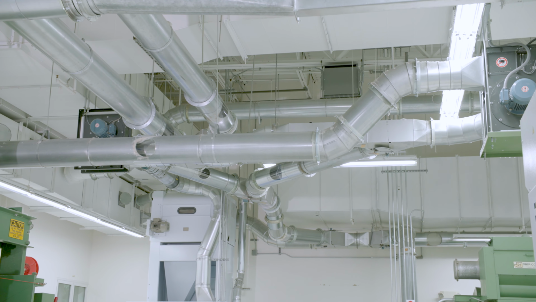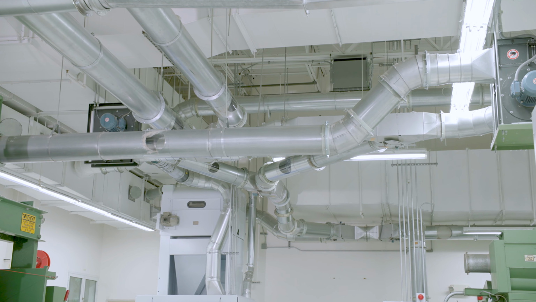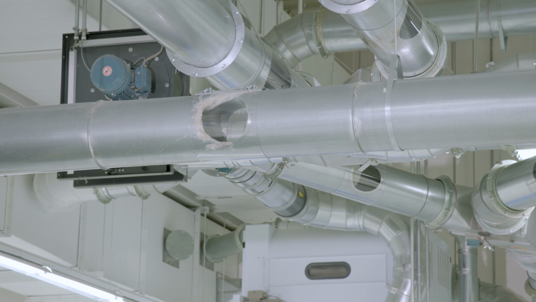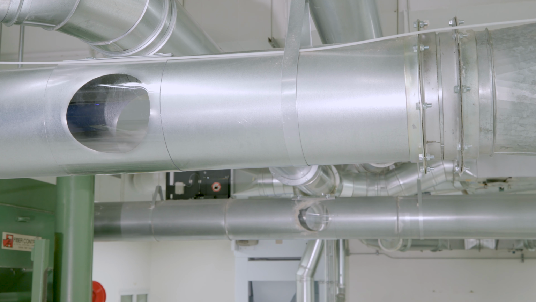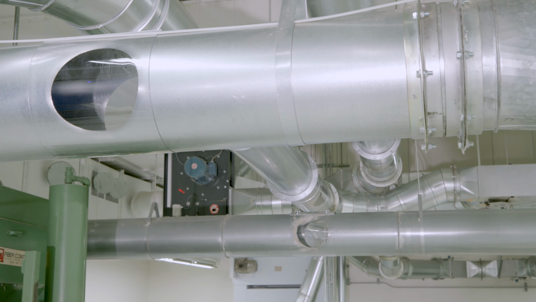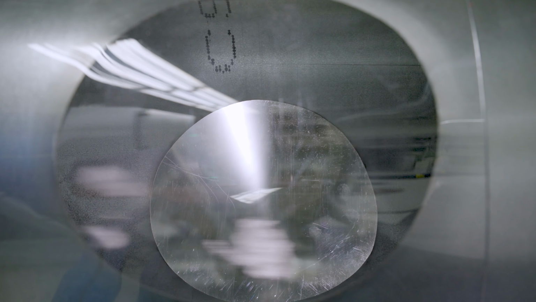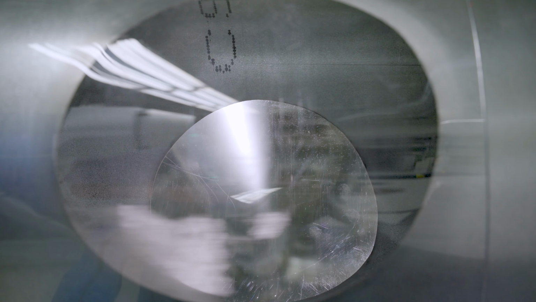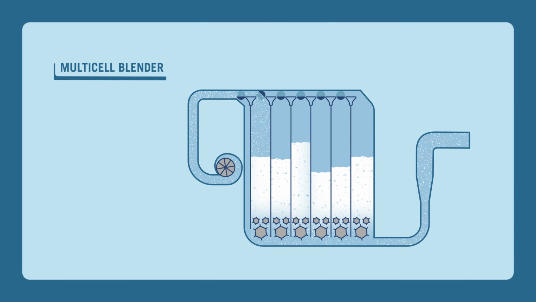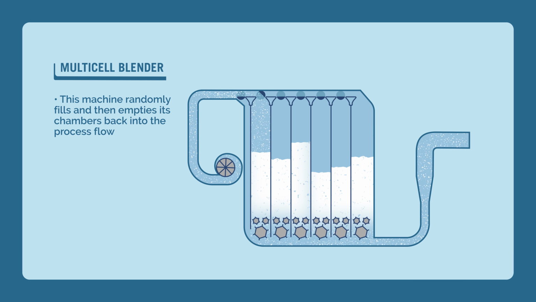From the plucker, the open tufts are moved along using fans, airflow, and a series of ducts, much like those used in heating and air conditioning systems in residential and commercial buildings. The fiber flows in this fashion and is directed to the next machine in this process. To further ensure good blending, a multi-cell blender may be used. This machine randomly fills and then empties its chambers back into the process flow.